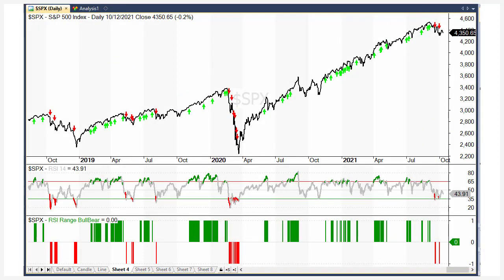Now here's a different version of the same indicator on AmiBroker. You can see RSI turning green when it gets above 65, and then turning red when it goes below 35. And now we're going back to 2018. You can see here that we get the red arrows. That's when RSI goes below 35. And that gave you a forewarning of the correction in the third quarter of 2018.